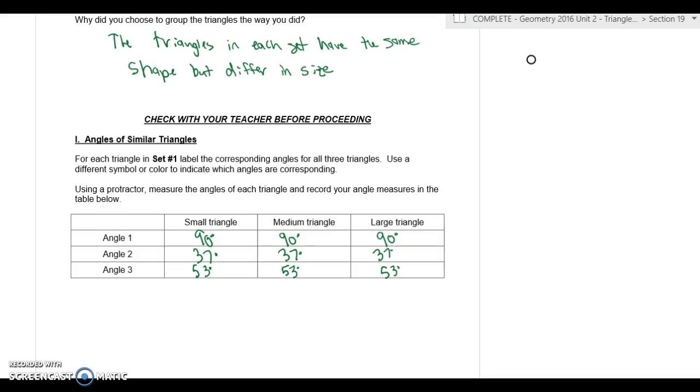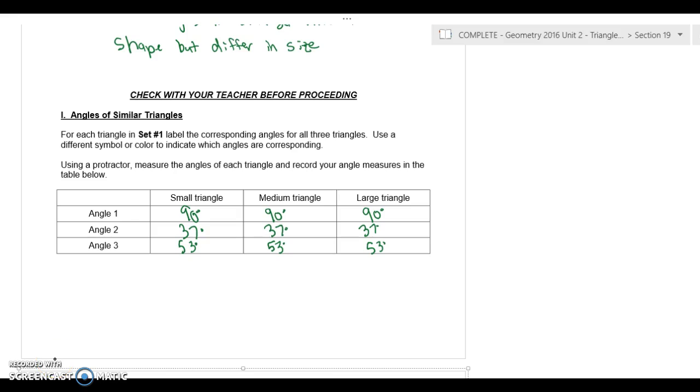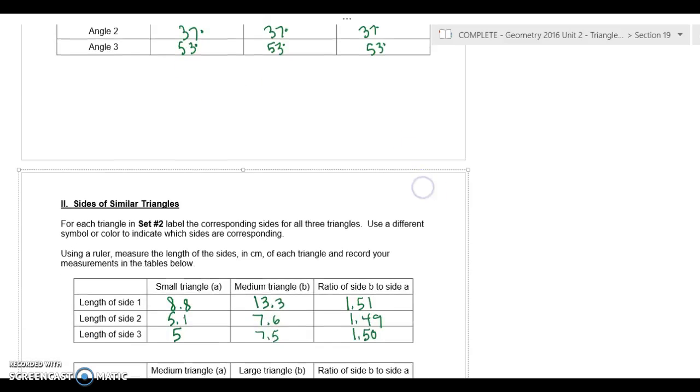So our conclusion from this is that the 3 pairs of corresponding angles are the same. So when we have 3 pairs of corresponding angles that are the same, we can conclude that the triangles are similar, so it appears. Let's take a look at the sides then.